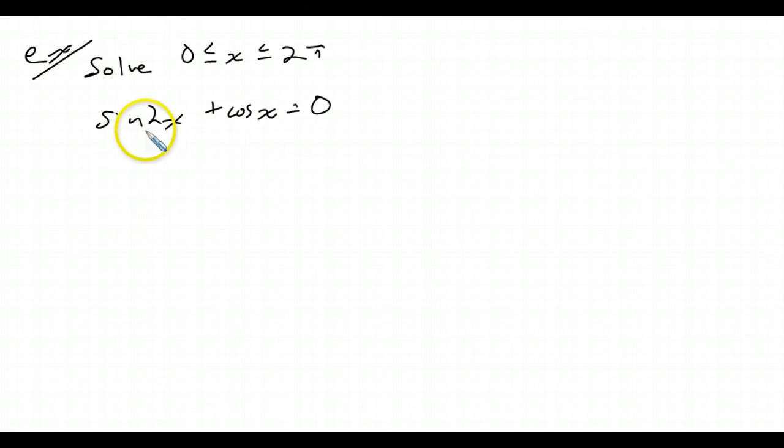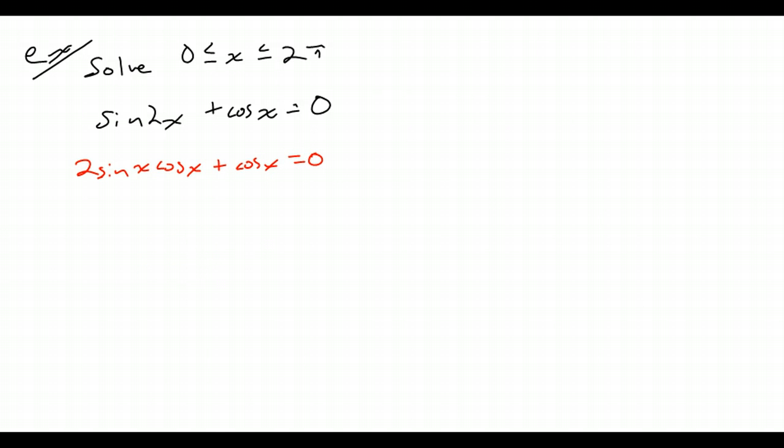So here I have sine of 2x plus cosine of x equals 0, and I want to find all of the angles between 0 and 2 pi that work for this equation. So first thing I'm going to do is try to substitute something so that hopefully I can get something in terms of cosine x. I know sine of 2x, I only have one identity for it, so I have to use the identity that this is 2 sine x cosine x plus cosine x equals 0.